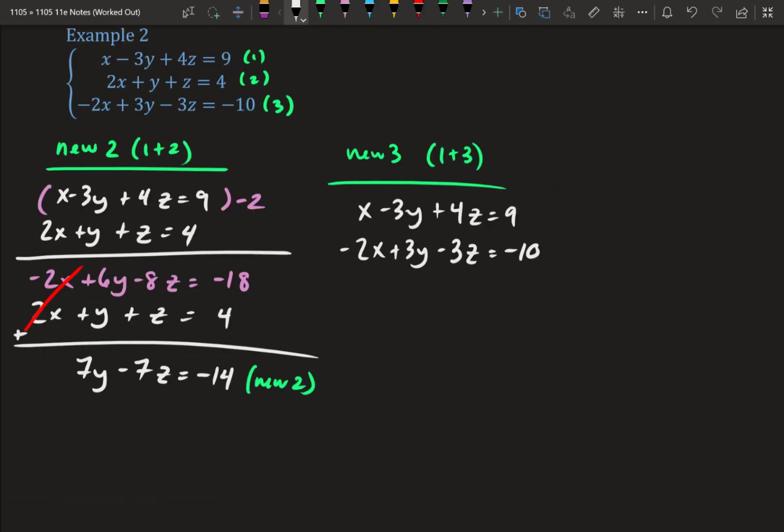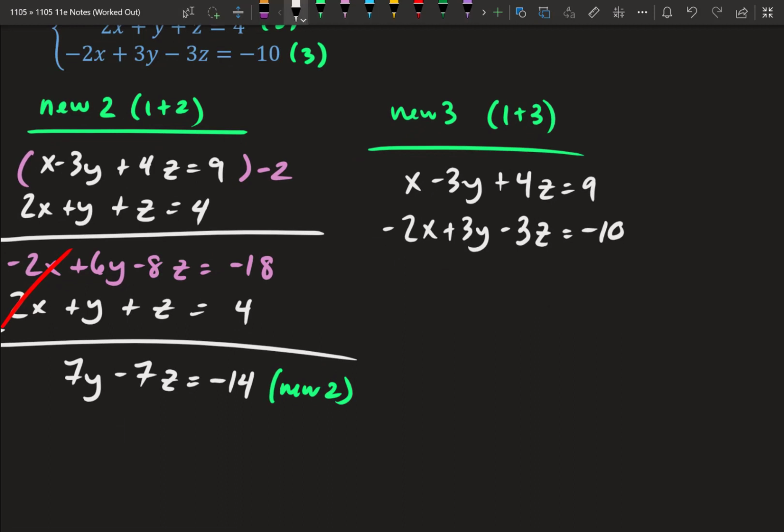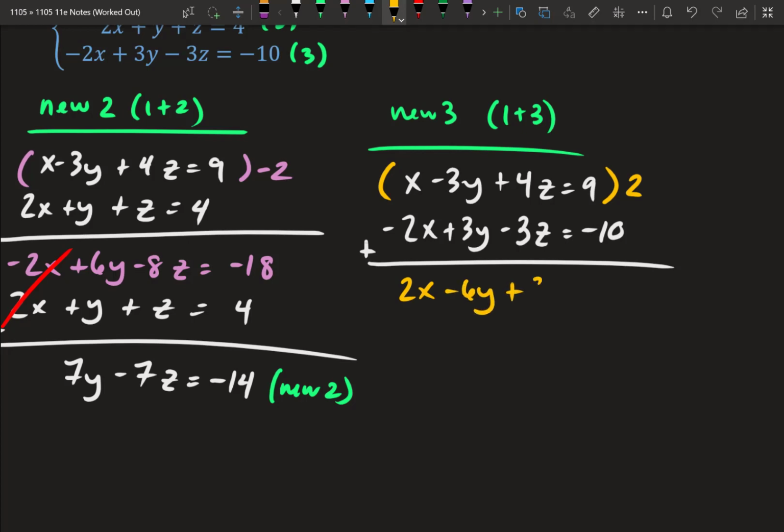Alright, so in new 2, we got rid of x. So in new 3, we need to get rid of x. So x, they're already opposite signs, but this has a 2, so the top one needs a 2. So I'm going to multiply the top by 2. And so 2 times x is 2x. 2 times negative 3y is negative 6y. 2 times 4z is positive 8z.